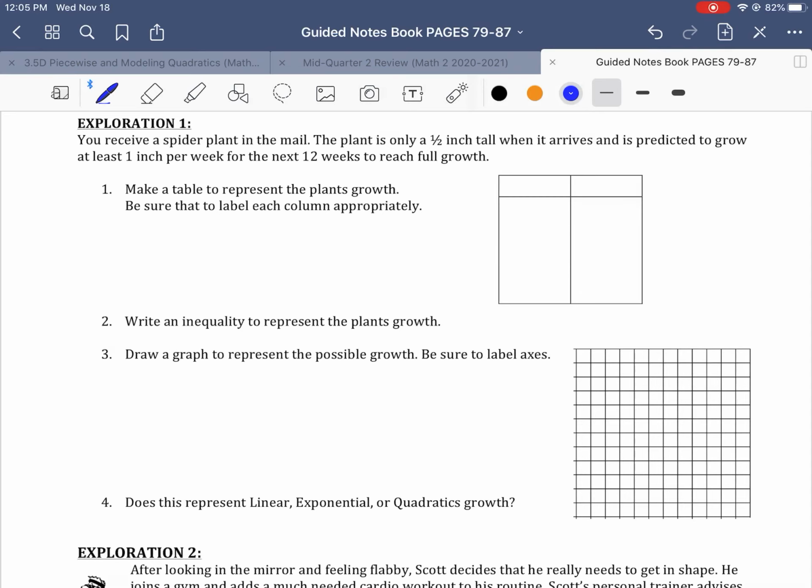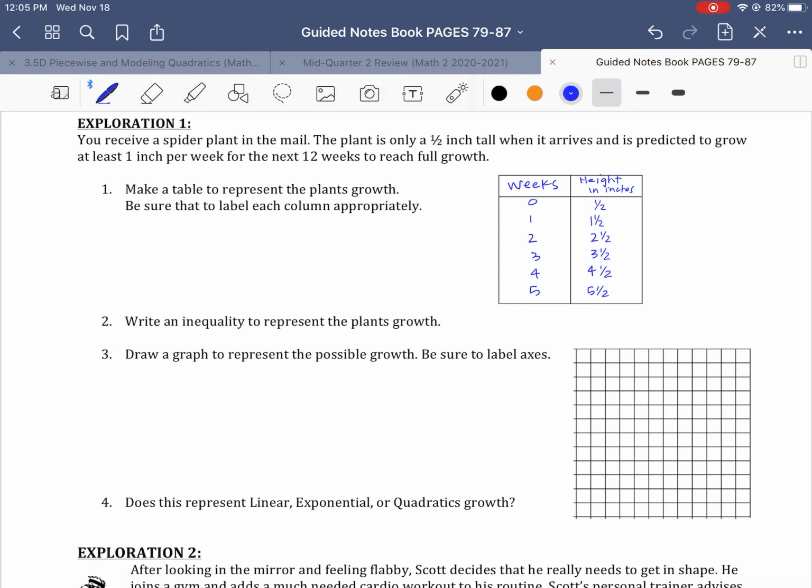Every time weeks pass by, the plant is going to grow. It's going to grow in inches, so height, I'm going to put in inches. And we just want to make sure that we fill the table with correct data. So week 0, when you first get the plant, it's a ½ inch tall. By week 1, it grows 1 inch, so now it's at 1.5. Week 2, it's at 2.5. Week 3, 3.5. And you can see where this is growing. It's just growing by 1 inch each week. So we could put as many data values as fit on here.